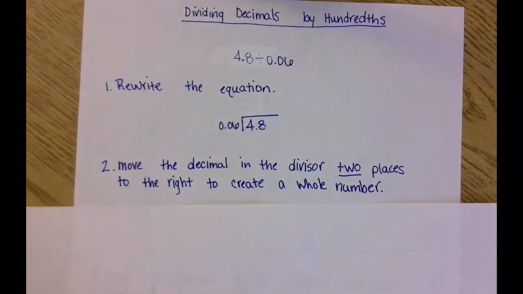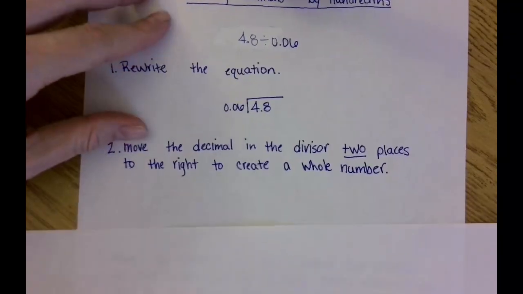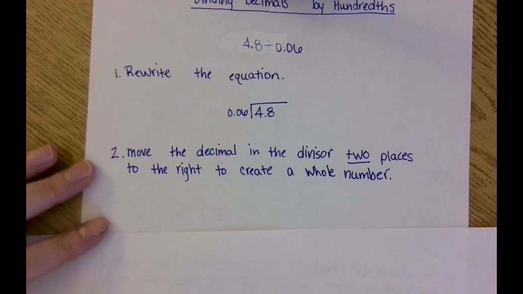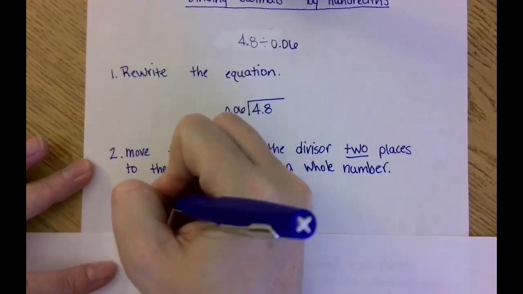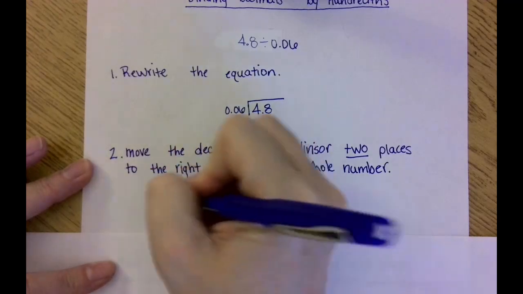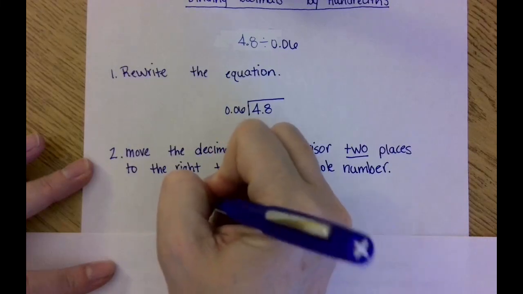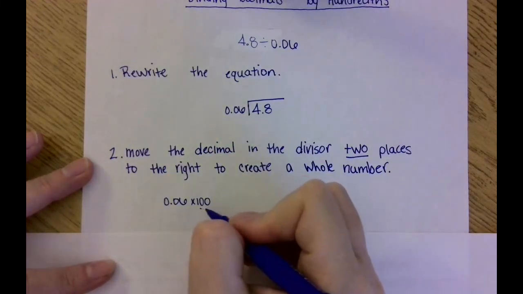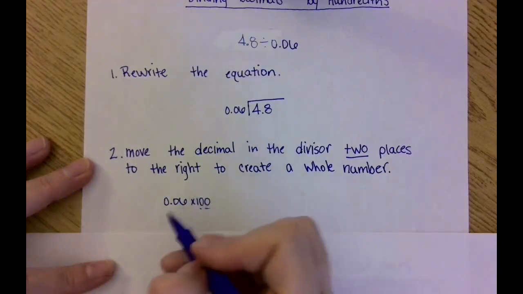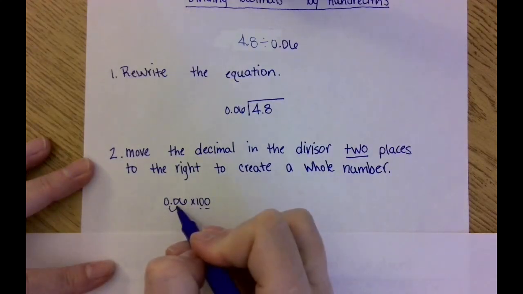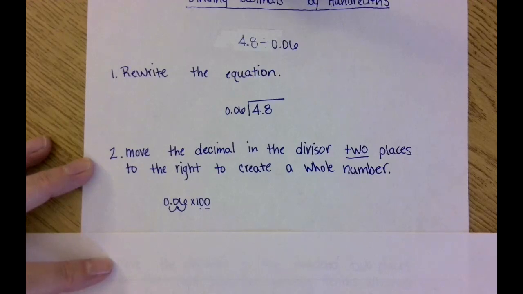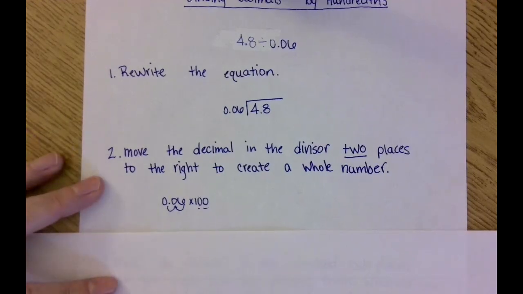My step 2 is to move the decimal in the divisor 2 places to the right to create a whole number. So let me show you what this is going to look like here. When I have my 6 hundredths, if I multiply this by 100, I see that I have 2 zeros to the right. This tells me that my decimal needs to move 2 places to the right. This is the same concept as dividing by tenths. So I'm going to multiply by 100.